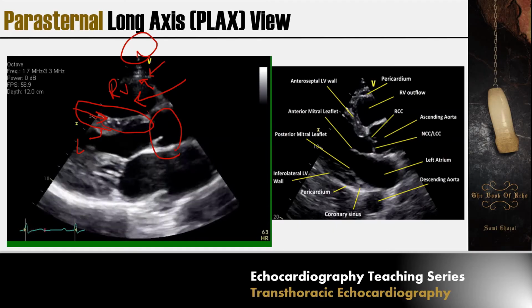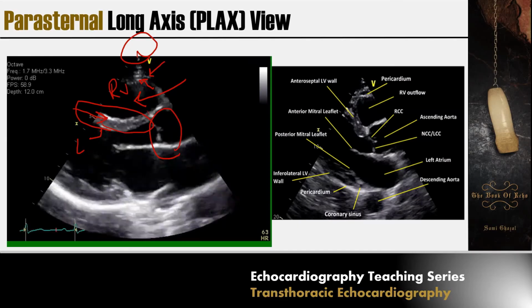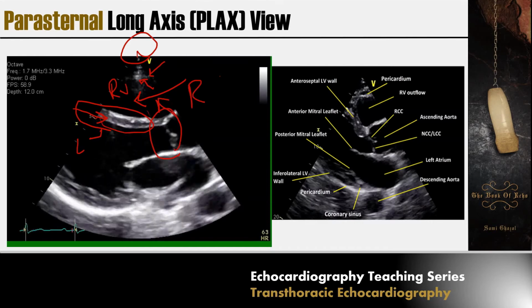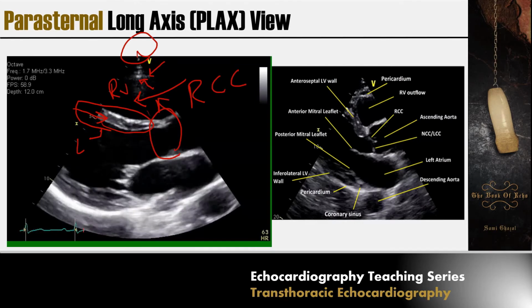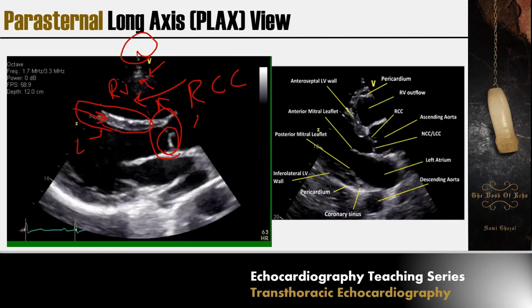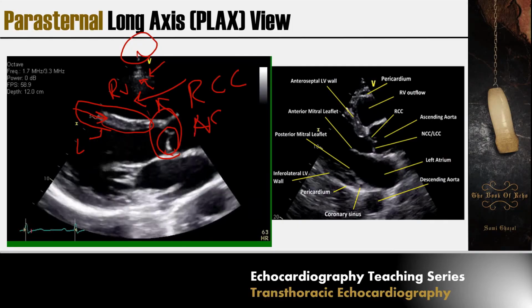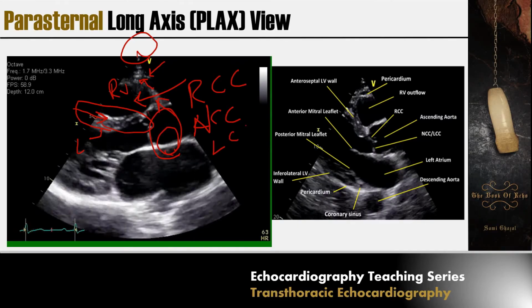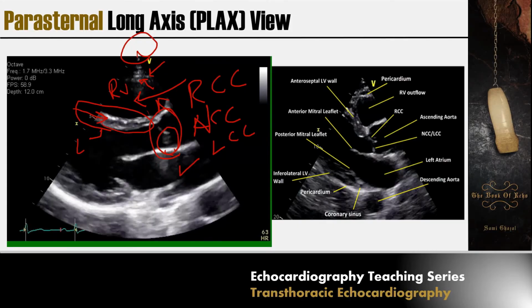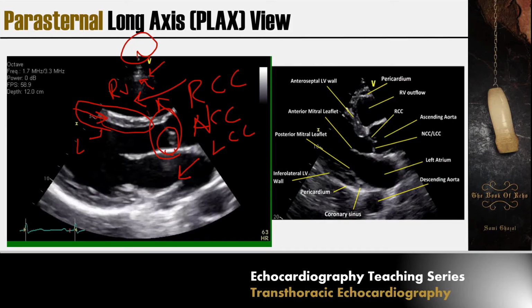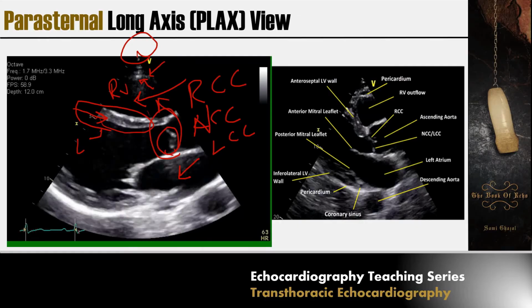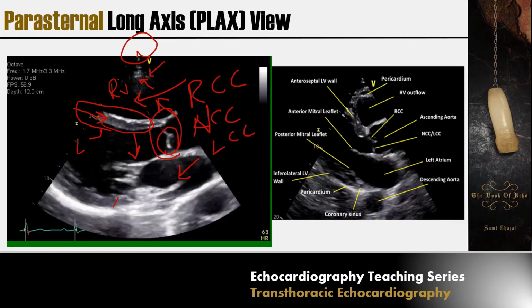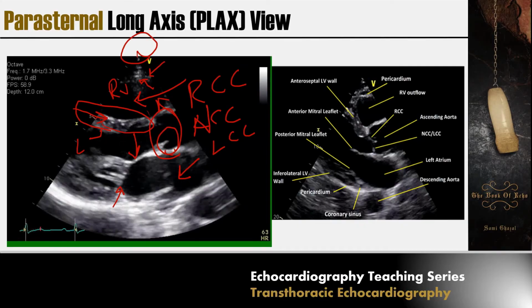Going back to aortic valve, you can see 2 leaflets. The leaflet closer to the RV is the right coronary cusp. The leaflet away from the RV is usually the non-coronary cusp, but sometimes it can be the left coronary cusp. And this is the left atrium, and this is the mitral valve. If you look at the mitral valve, it has 2 leaflets. The one closer to the probe is anterior. The one away from the probe is the posterior mitral leaflet.